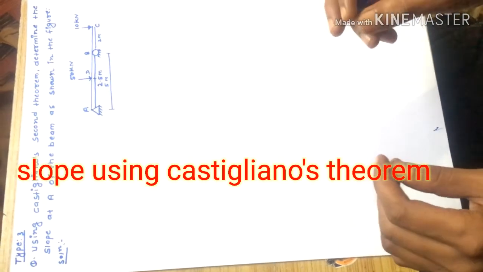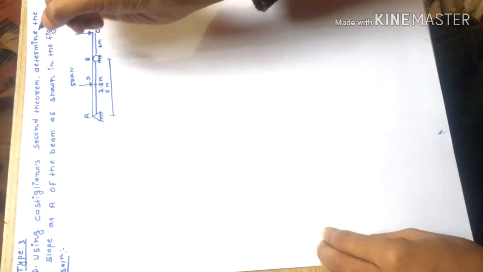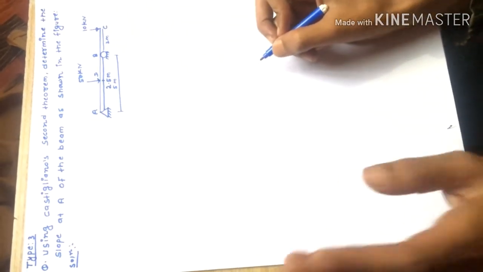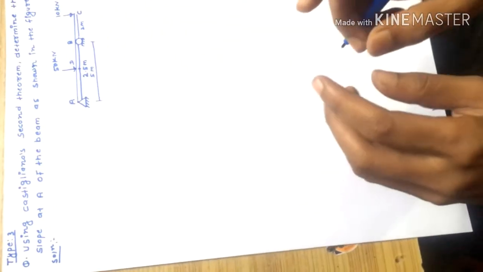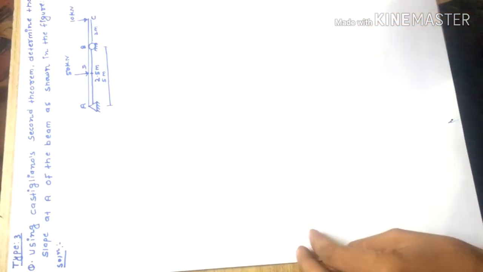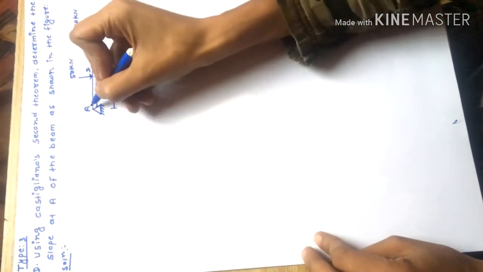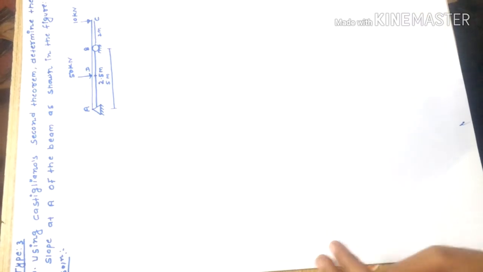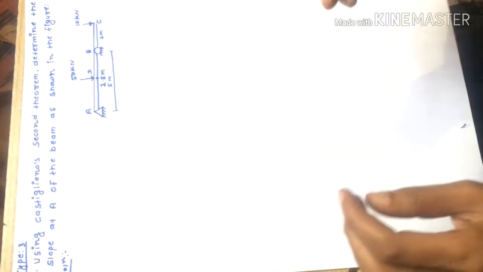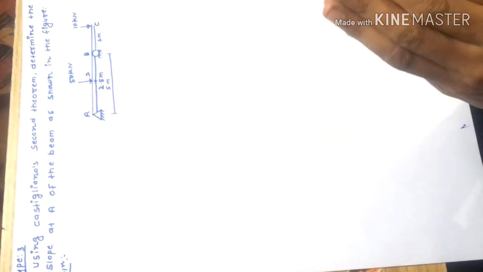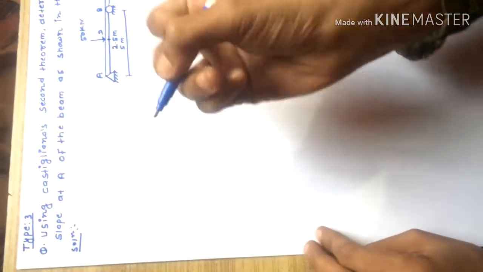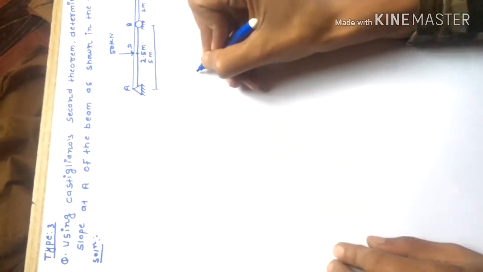In this video, we will discuss another numerical related to Castigliano theorem. In this numerical, using second Castigliano theorem, we determine the slope at point A in this beam. So let us start the numerical step by step. Solution: here, let us redraw this figure.